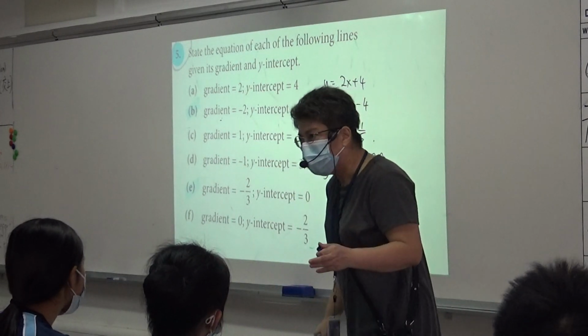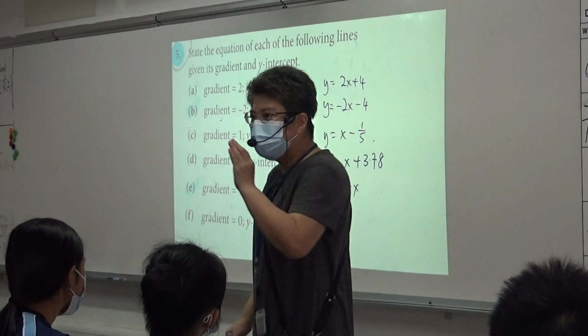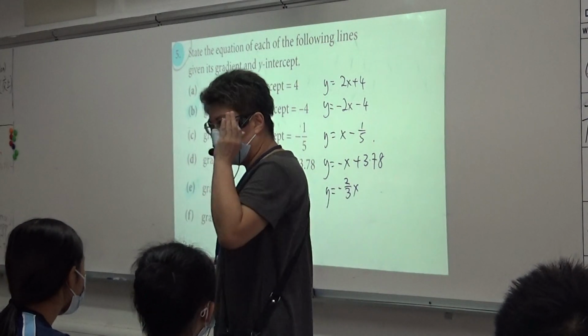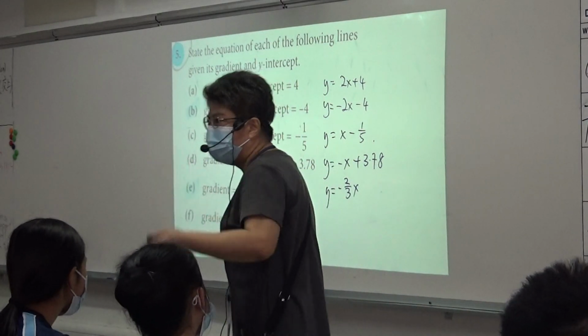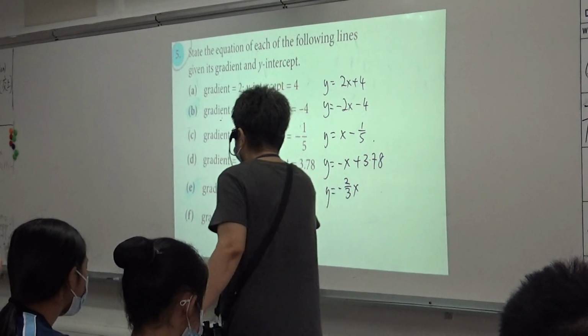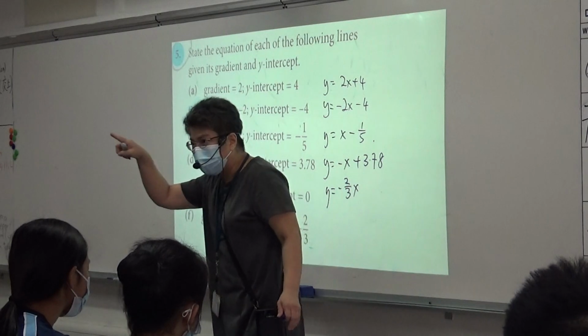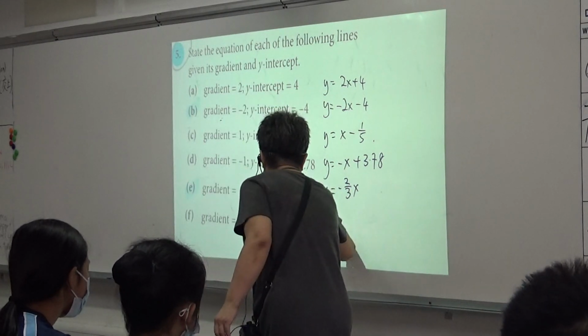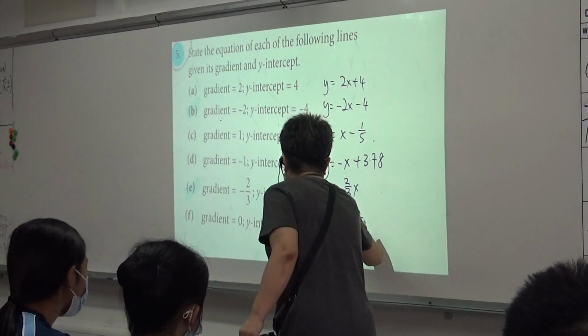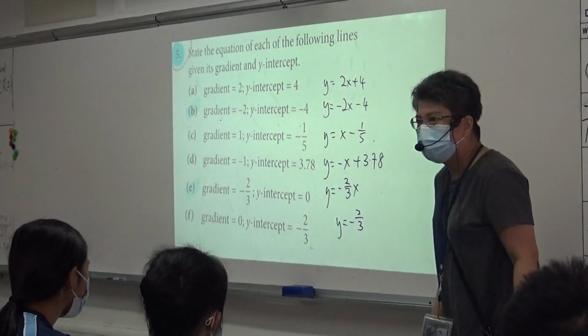Must you put plus 0? No need. Plus 0 is to tell you that the y-intercept is 0. But in actual life, you don't put it in. Okay? Now, gradient is 0. Once you know gradient is 0, it's like that already, right? Okay, so what is this equation then? Y equals to negative 2/3.